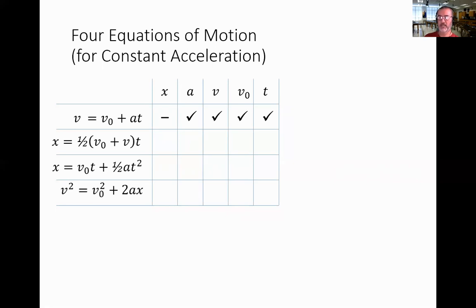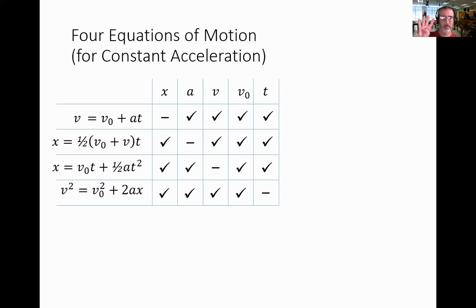If I take a look at the second equation, it has the position, but it doesn't have the acceleration, but it does have the final velocity, initial velocity, and time. My third equation has the first 2 variables, but it's missing the final velocity. And my fourth equation has the first 4 variables, but it's missing time. So what's good about this is that there are 5 variables and there are 4 equations.